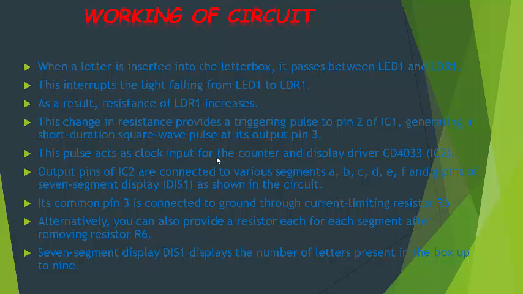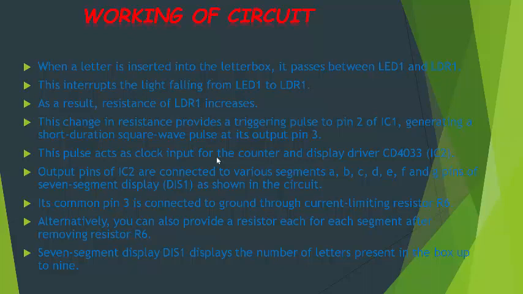This pulse acts as the clock input for the counter and display driver, that is CD4026. Output pins of the IC are connected to various segments of the 7-segment display. Its common pin 3 is connected to ground through a current limiting resistor. Alternatively, you can also provide a resistor for each segment. If you remove the resistor which is on common pin 3, then you can connect a resistor to each of the 7-segment pins, that is A, B, C, D, E, F, G.